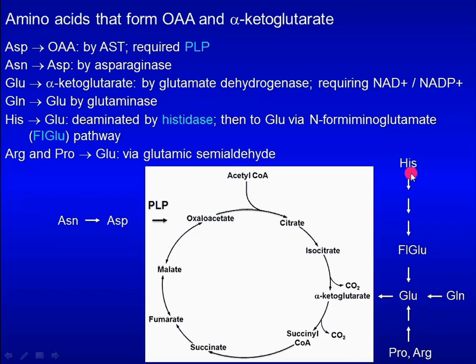Histidine is first deaminated by histidase, then converted to glutamate through N-formiminoglutamate, or FIGLU. Proline and arginine are converted to glutamate through a common intermediate, glutamate semialdehyde.